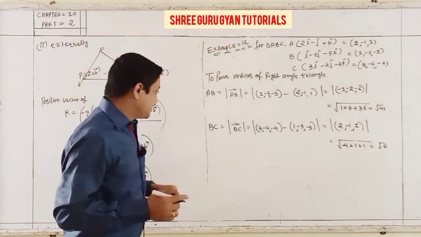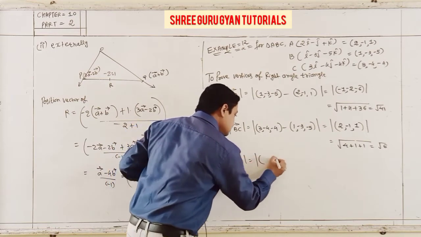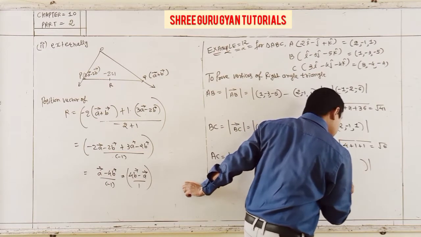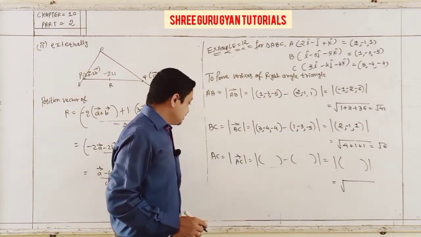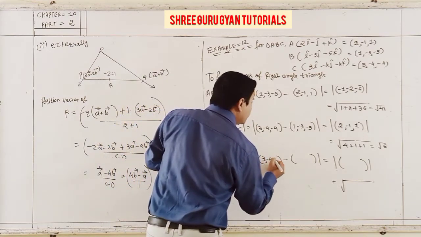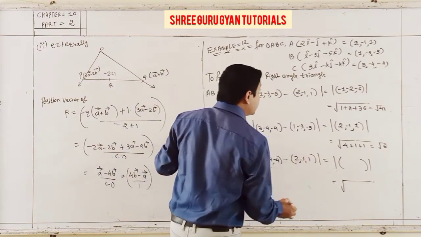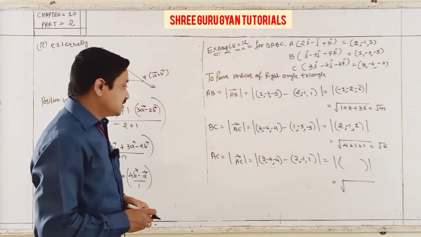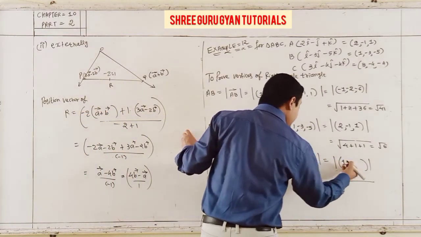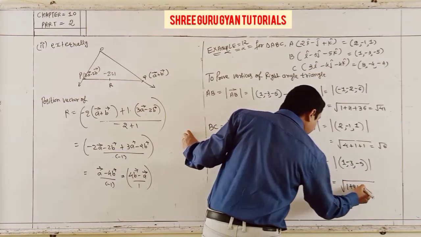Now the third distance, AC. For AC the direction is C minus A, and we apply this similarly. Students, here the direction CB means C minus A. What is your C? (3, minus 4, minus 4), and A is (2, minus 1, 1). Now calculate, students. 3 minus 2 is 1, minus 4 plus 1 is minus 3, and minus 4 minus 1 is minus 5. We get 1, 9 and 25.